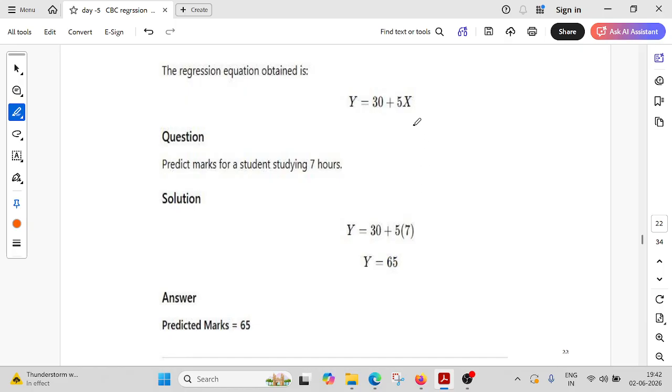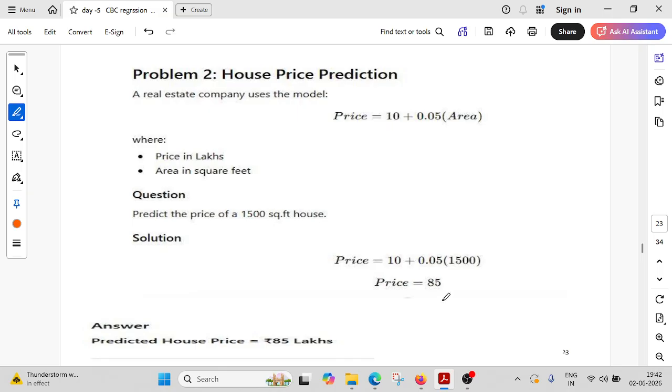Before going further, the question here is: predict the marks for a student studying 7 hours. So what is the x value? The x value is 7 hours. So this x value you substitute here, and then you'll get the predicted marks value, which is 65. So this is the first data set.